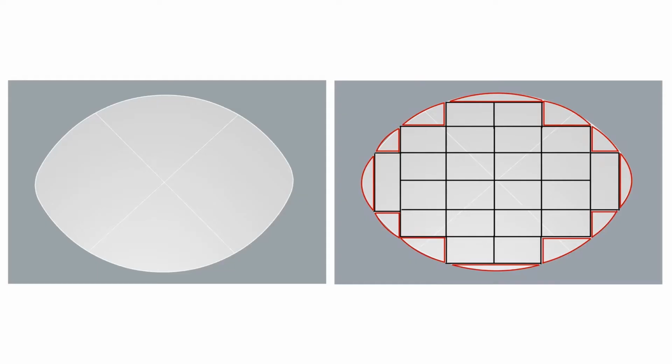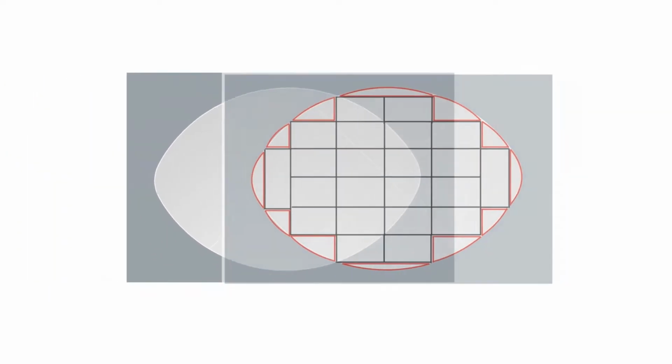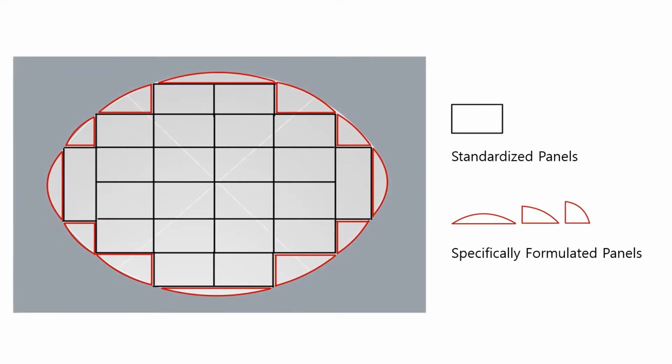The Absolute World Tower has an elliptical shape, so the panels look like this. Assemble most of them with standardized rectangular panels and fill the rest with specially made panels to match the shape.